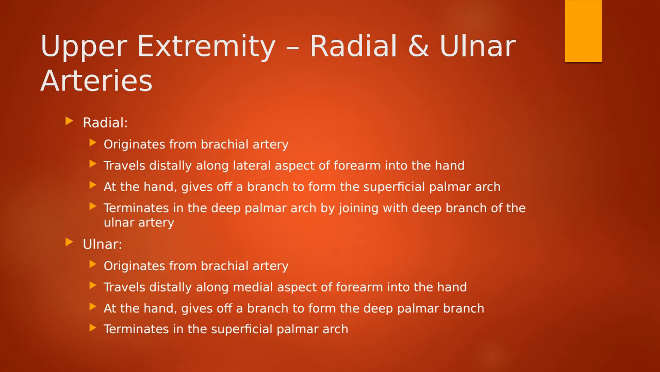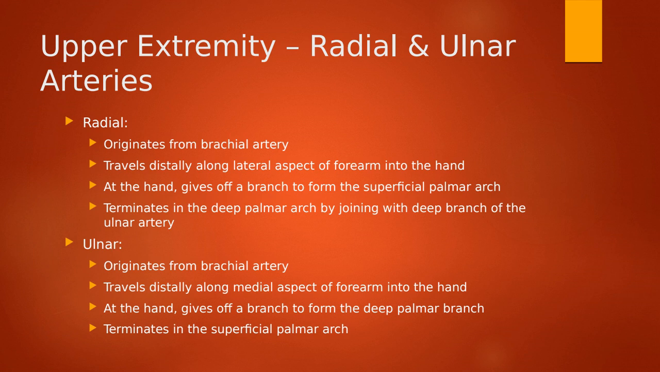So our radial and our ulnar, as we said, are both going to originate from the brachial artery. The radial is going to travel down our forearm along the lateral aspect. Remember, lateral and medial forearm is in reference to palms up. So if you imagine your palms upward, the medial aspect is going to be the sides of your forearms closest to your body, like your thorax and abdomen, and then the lateral aspects are going to be out towards your thumbs.